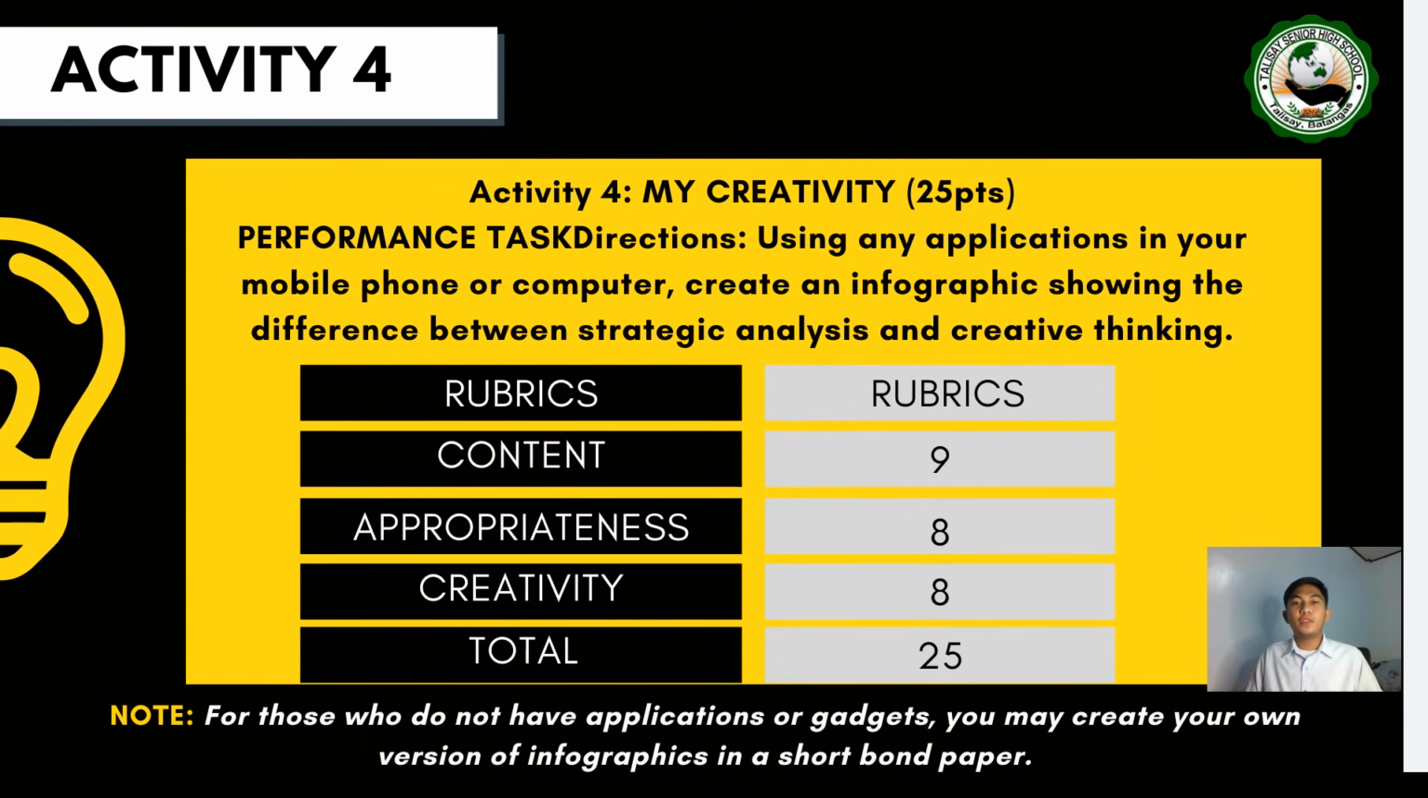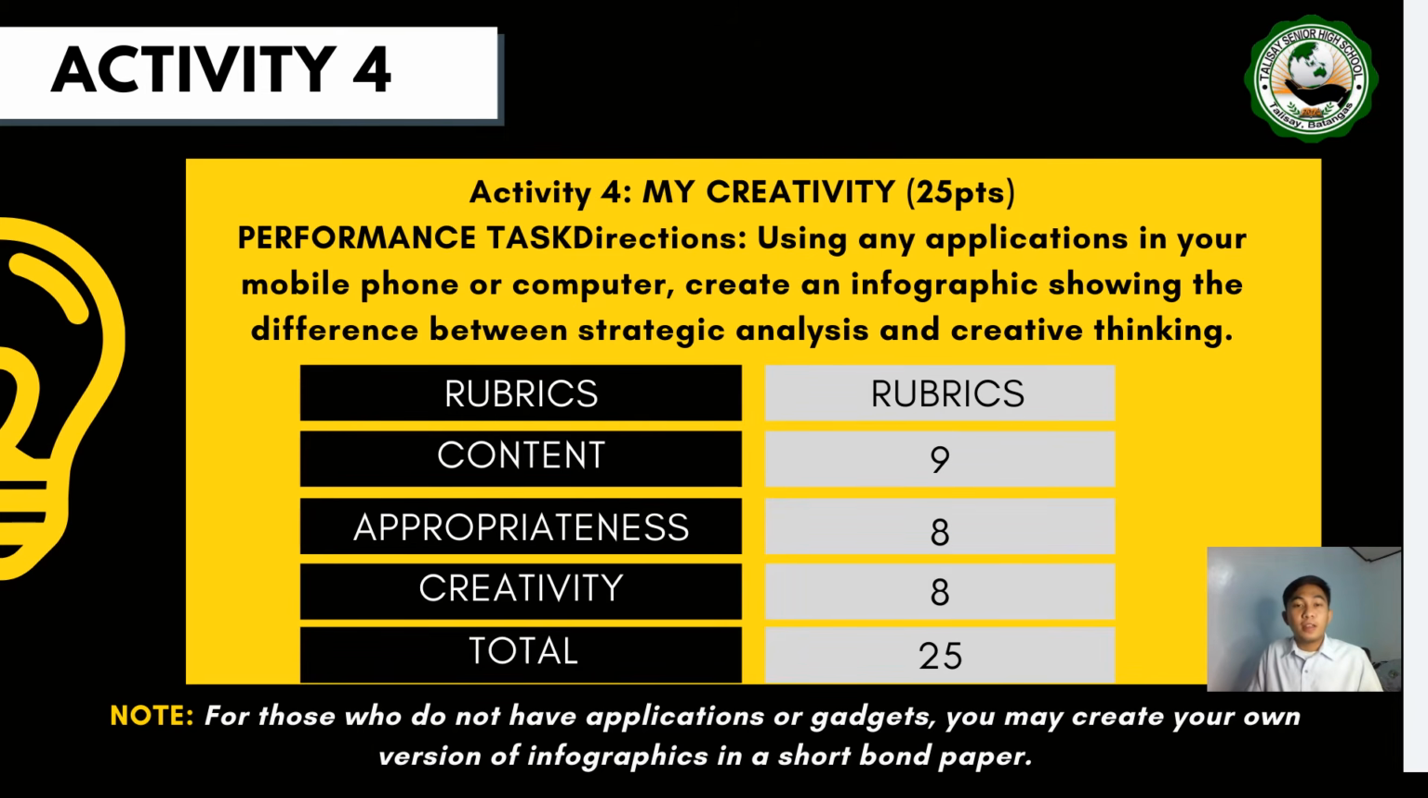Okay, for activity 4 entitled My Creativity for 25 points. So this is a performance task. So for this activity, you're just going to create an infographic showing the difference between strategic analysis and intuitive thinking. And you may use your mobile phones or computer to create creative infographics.